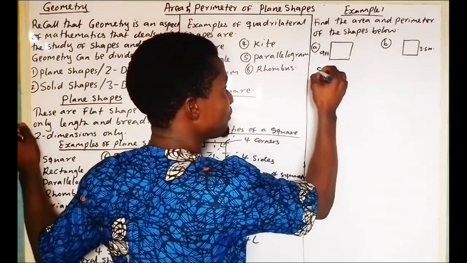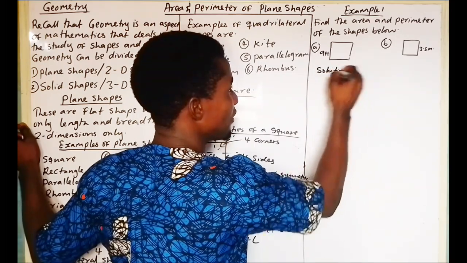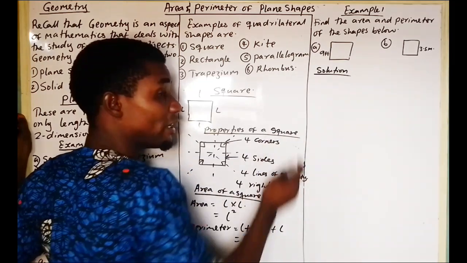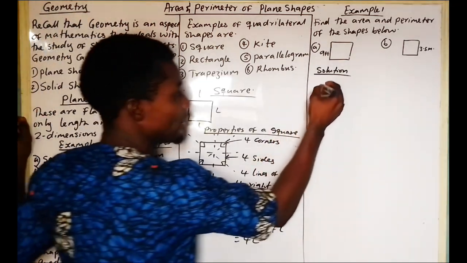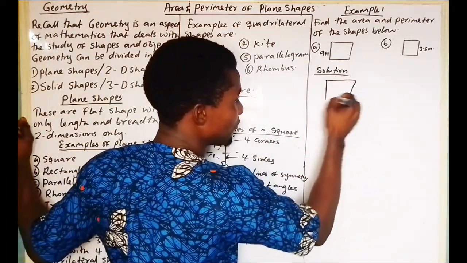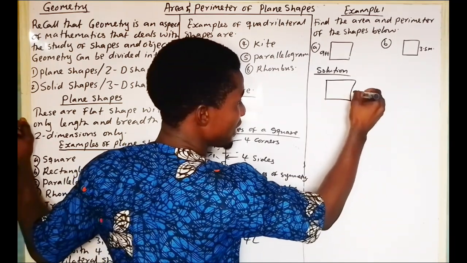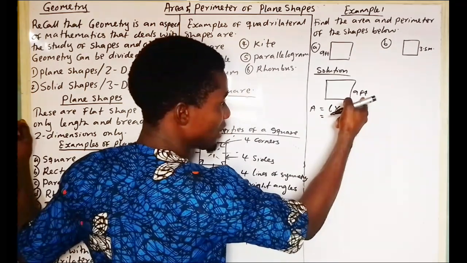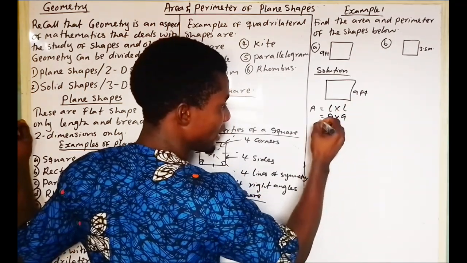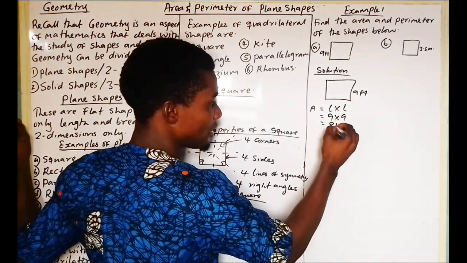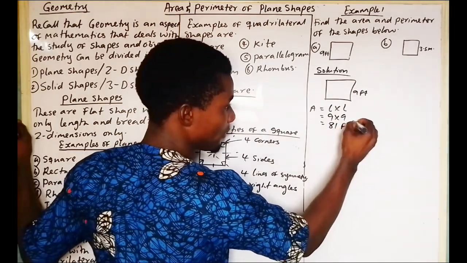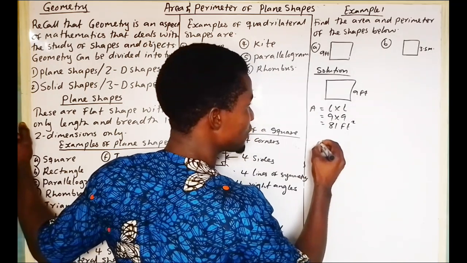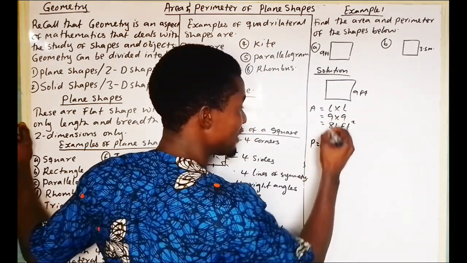Now let's take this example. Our first example says find the area and perimeter of this square, and we are given the side to be 9 feet. Area will be equal to length times length. And what is our length here? 9 times 9. And 9 times 9 is going to give us 81 feet square.